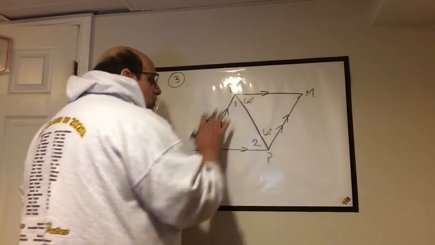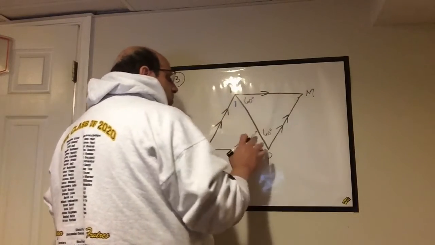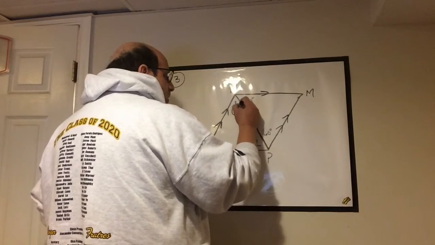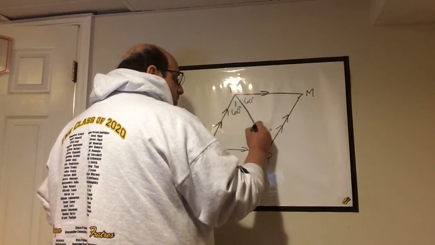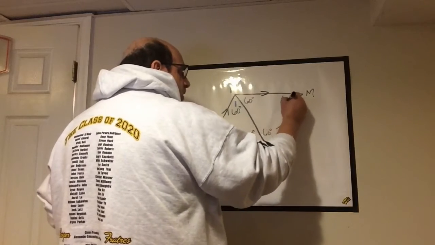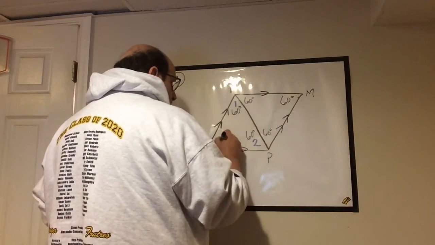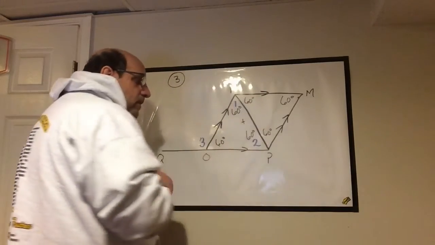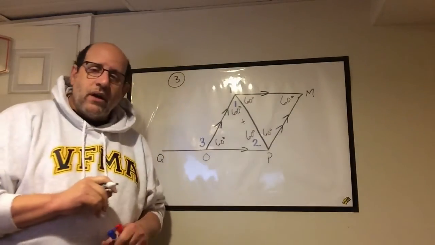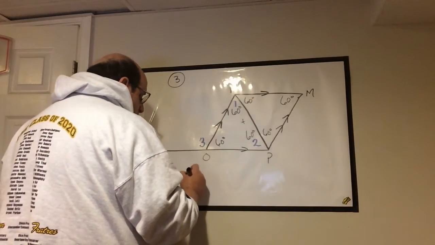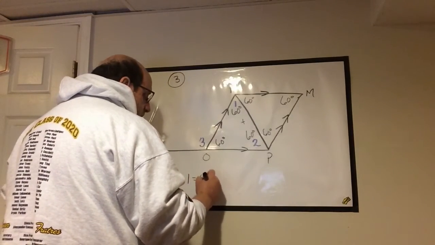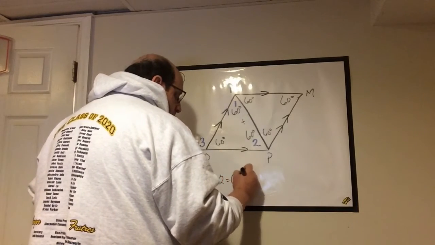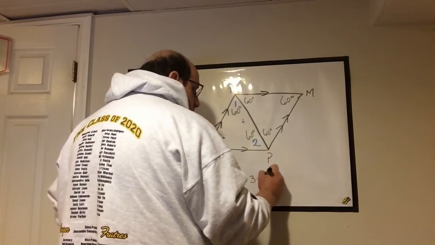And so the easy part about this is if these are parallel and these are parallel, these two are congruent. And so this has to be 60 and this has to be 60. And we can fill in the other 60s. And this has to be equal to the sum of these two. And so 3 has to be 120. So 1 is 60, 2 is 60, and 3 is 120.